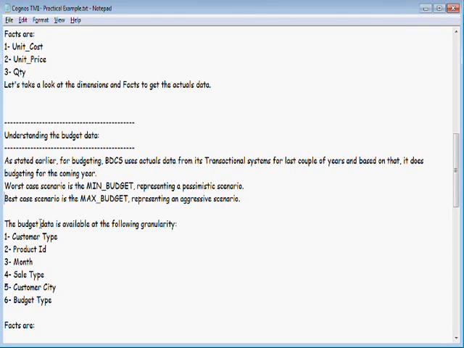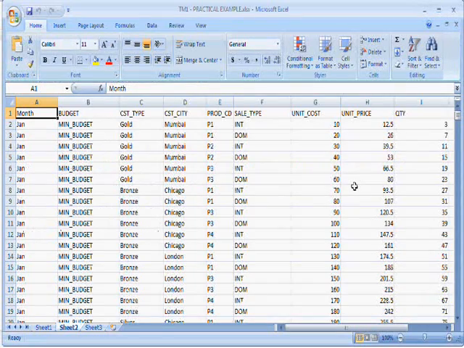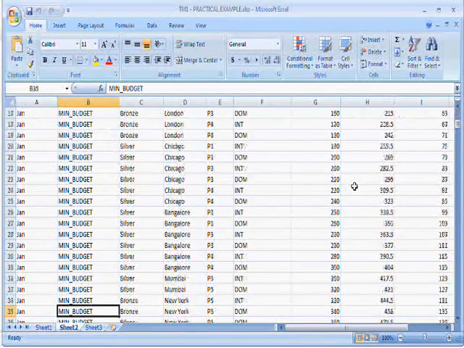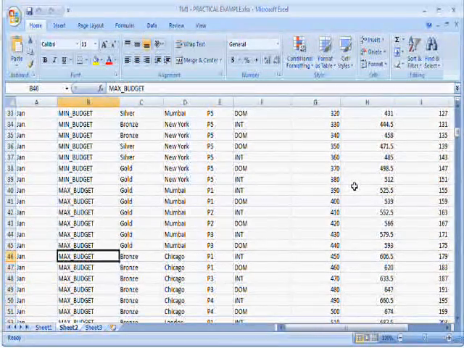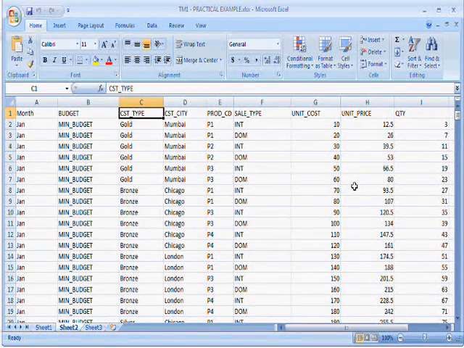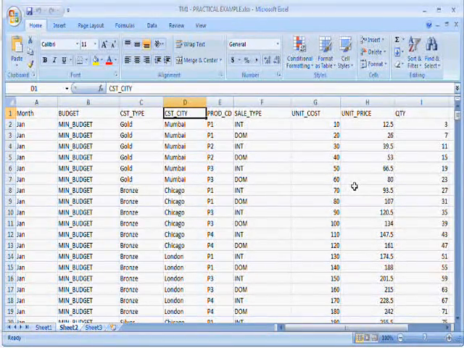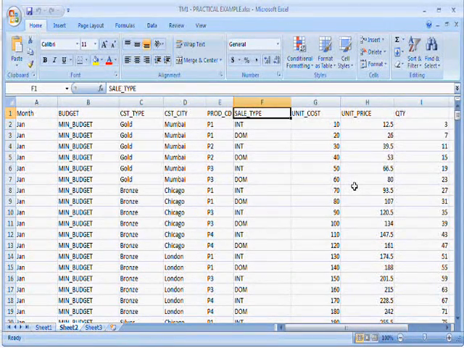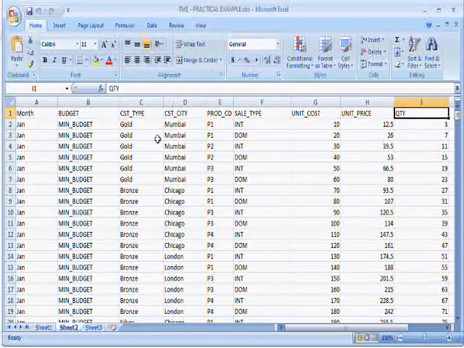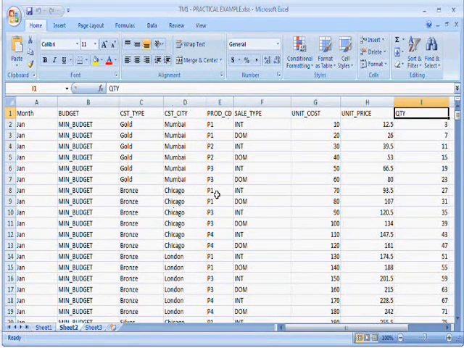Let's take a look at the budget data. So this is the budget data: month, budget type, minimum or maximum budget, the customer type, customer city, product code, sale type, unit cost, and unit price. This is budget, and it is coming from a CSV file, not the database.